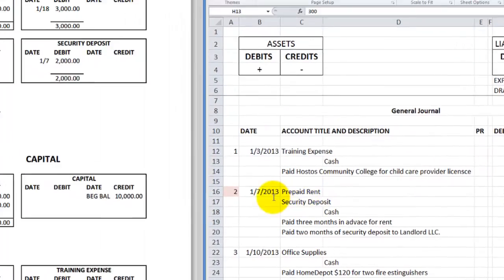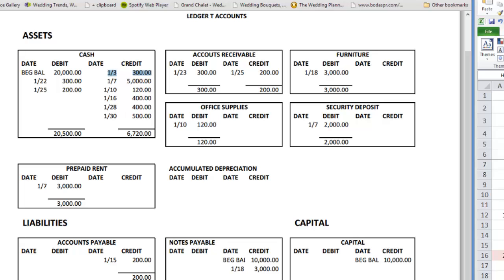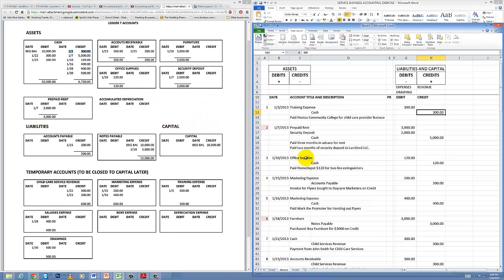Then we have prepaid rent, debit $3,000, security deposit, debit $2,000, cash $5,000 on 1/7, credit $5,000. Then office supplies, debit $120, and cash, credit $120.